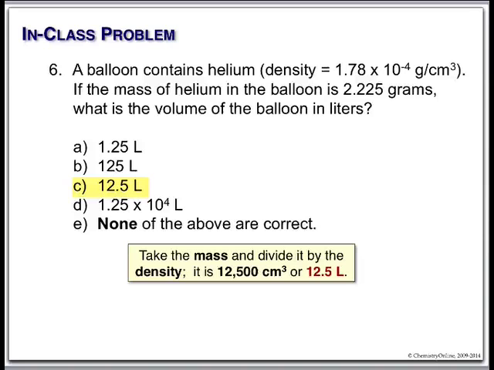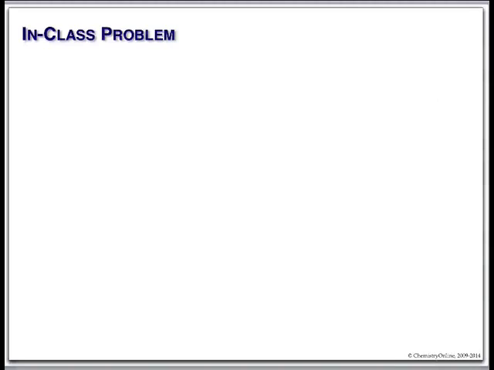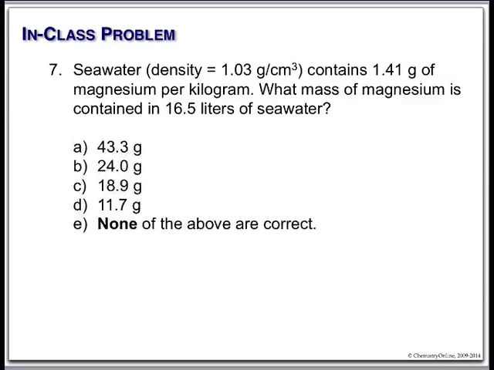And our last one. Remember I said seawater contains table salt, sodium chloride, and magnesium. Turns out it contains a lot of magnesium. That's why sea salt has a slightly different taste. Seawater, here's its density, contains 1.41 grams of magnesium per kilogram. What mass of magnesium is contained in 16.5 liters? Now that sounds complicated, doesn't it? But it isn't.